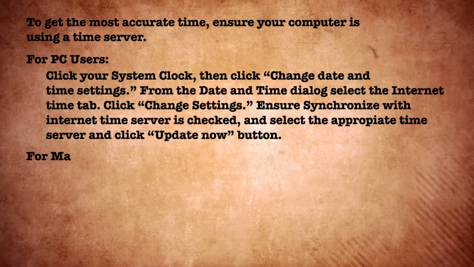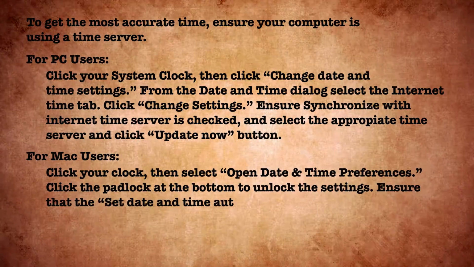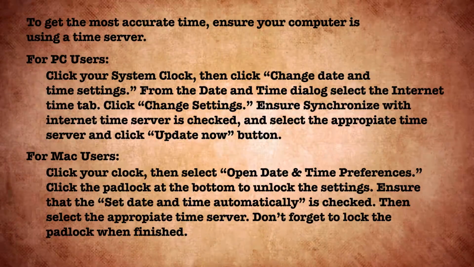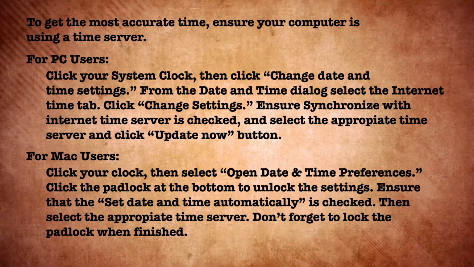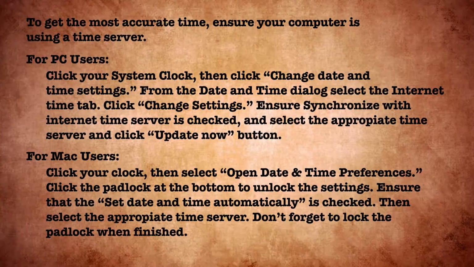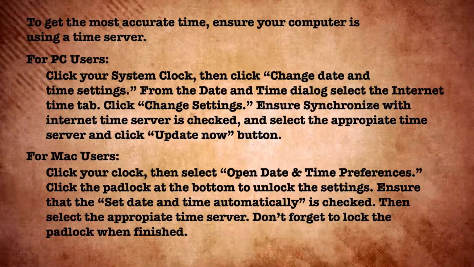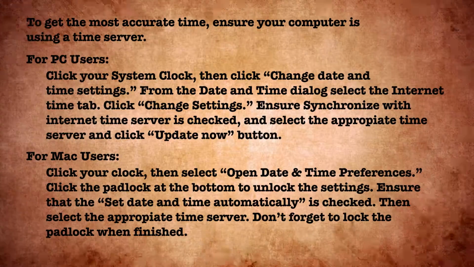For Mac users, click your clock, then select Open Date and Time Preferences. Click the padlock at the bottom to unlock the settings. Ensure that Set Date and Time Automatically is checked. Then select the appropriate time server. Don't forget to lock the padlock when finished.